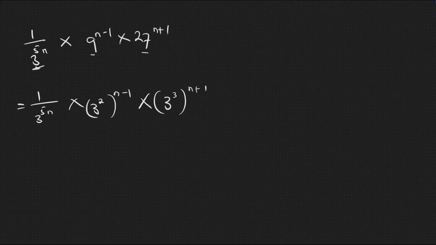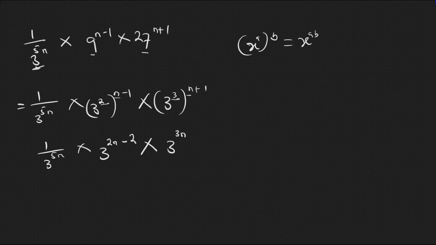So multiplying the inner bracket to the ones outside, remember that when you have anything x raised to the power a times b, it is going to be x to the power ab. So it will be 1 over 3 raised to the power 5n times 3 raised to the power 2. This 2 times n is going to be 2n, minus 2 times 1 is going to be minus 2. Then times 3 times n is 3 raised to the power 3n. Then 3 times 1 is plus 3.